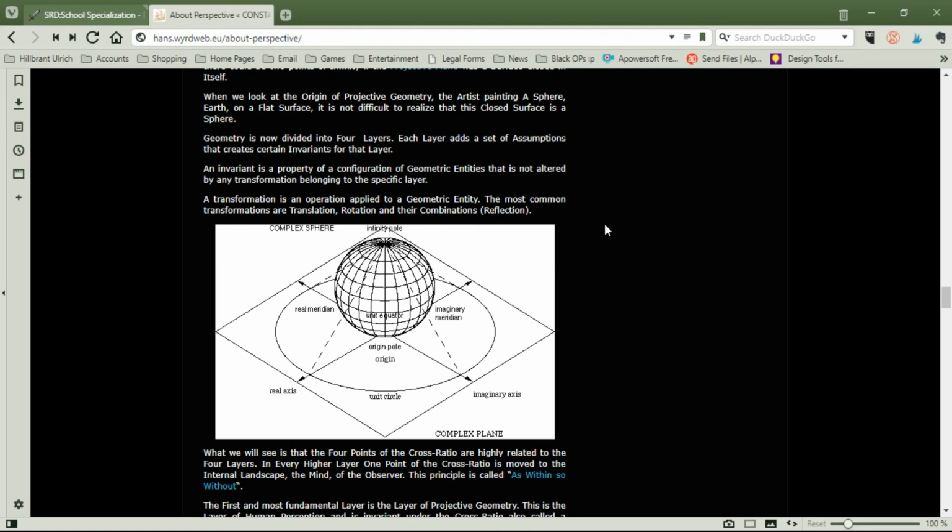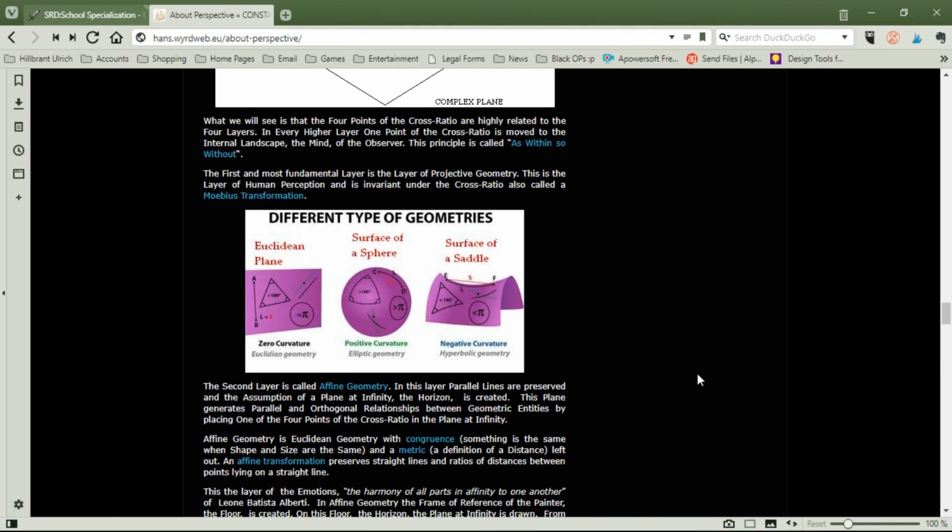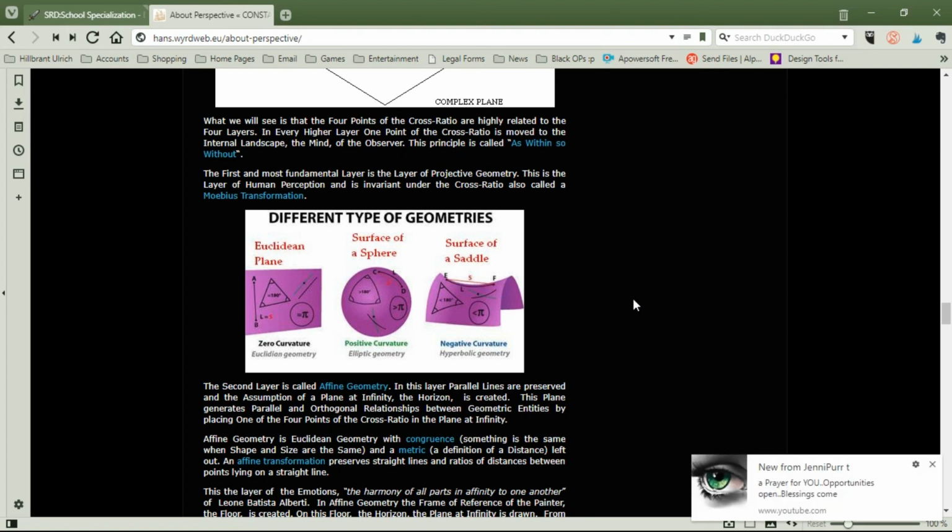A transformation is an operation applied to a geometric entity. So you're applying a mathematical operation to it, and if you do that, then you're transforming it. The most common transformations are translation, rotation, and their combinations, reflection. What we will see is that the 4 points of the cross ratio are highly related to the 4 layers. In every higher layer, 1 point of the cross ratio is moved to the internal landscape, the mind, of the observer. This principle is called as within, so without.